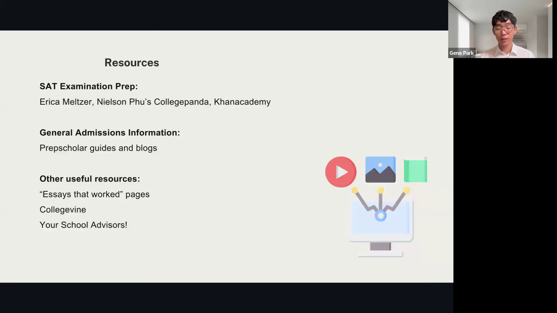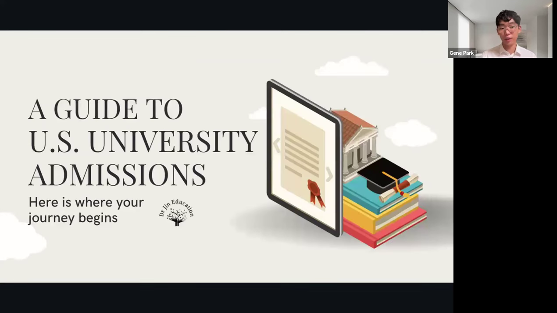And of course, another big resource is your school advisors, who will, I'm absolutely sure, be delighted to help you. It helps if your school has good advisors that care, of course. But definitely make use of all of the resources that are available to you. And with that, that is more or less all that you'll need for a very general overview of your guide to US university admissions.